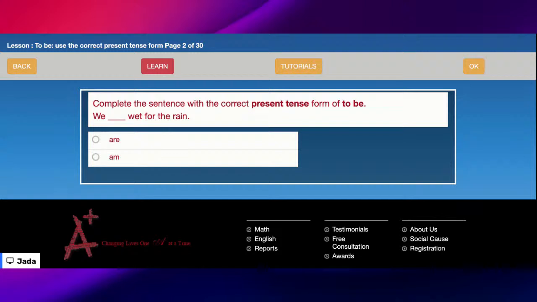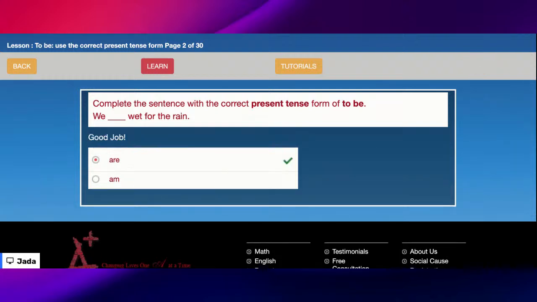Next up, we dash wait for the rain. What's this one here? Good job, guys. Next, we are wet for the rain. So, we are wet for the rain.